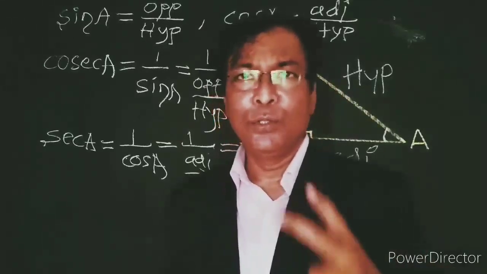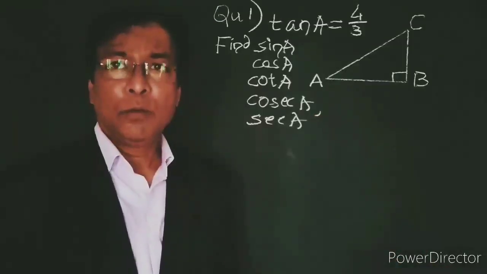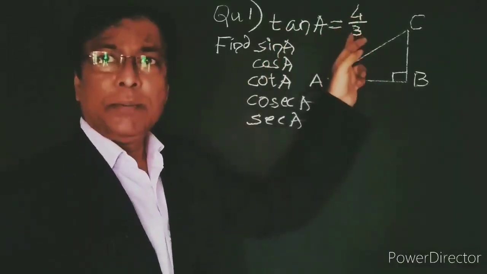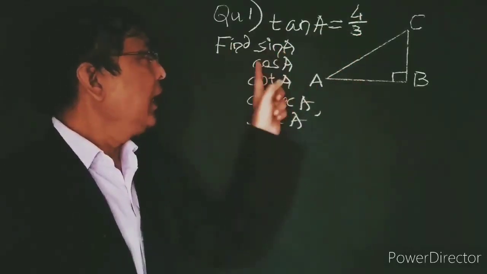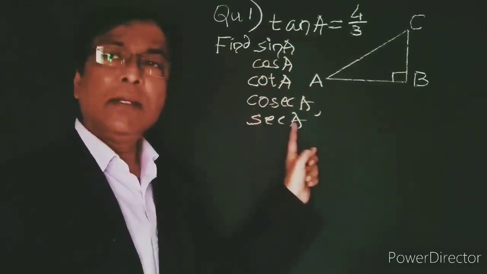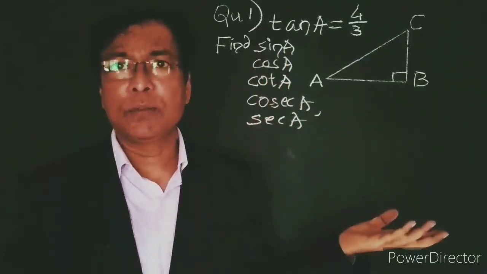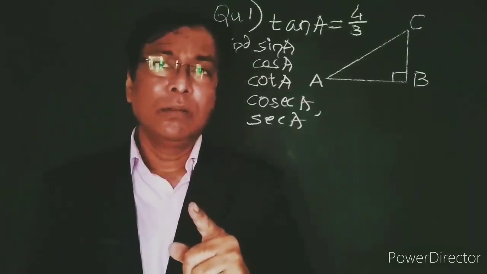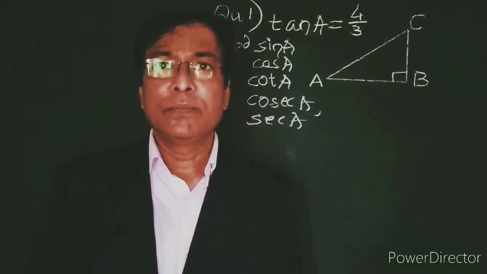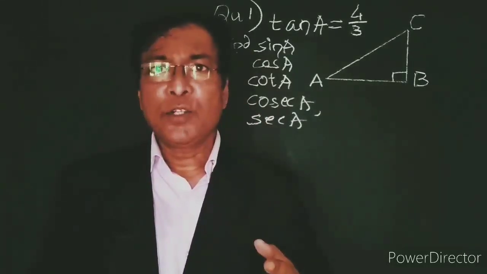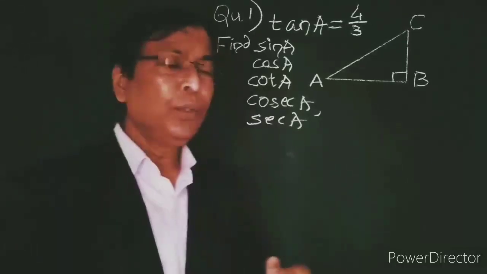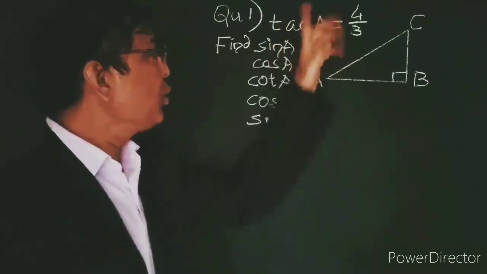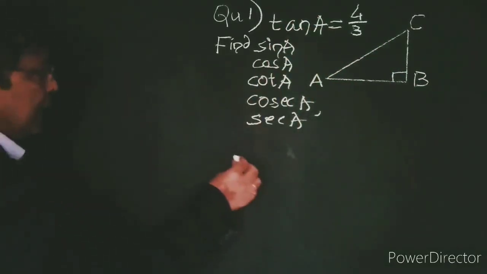Now let us see two numericals. Here we go. Question. In the figure, tan A is equal to 4 upon 3. Find sin A, cos A, cot A, cosec A and sec A, or the trigonometric ratios. How to do this? I have already told you that trigonometry deals with sides of a right angle triangle and the angles. That means we should know the values of all these three sides.